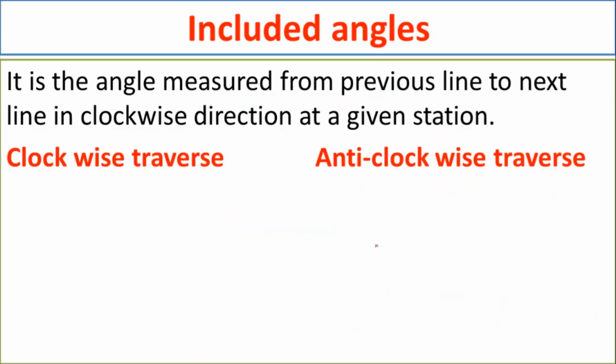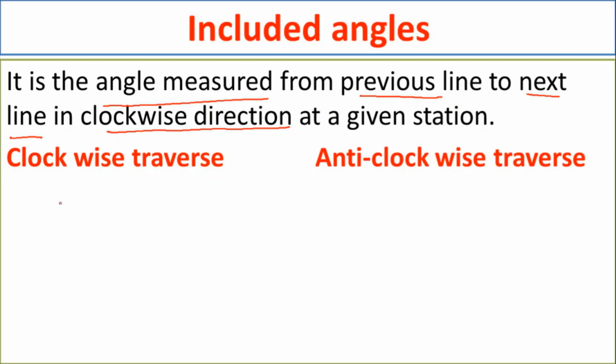So what is included angle? It is the angle measured from previous line to next line in clockwise direction at a given station. Okay, what is included angle? It is the angle measured from previous line to next line in the clockwise direction. So remember, when I say included angle, you must measure it only in the clockwise direction, and that should be only from previous line to next line. You should not measure from next line to the previous line.